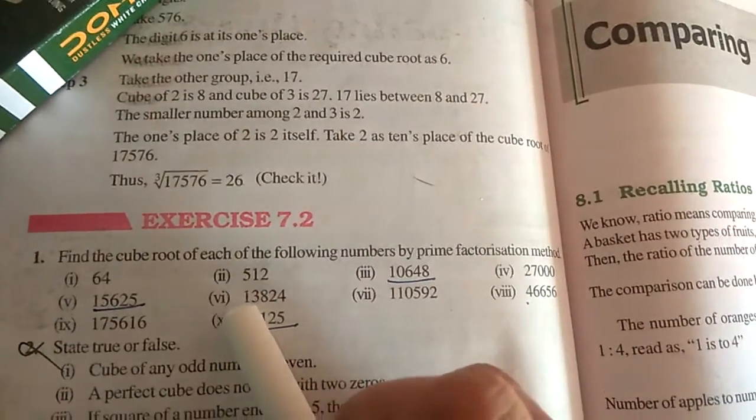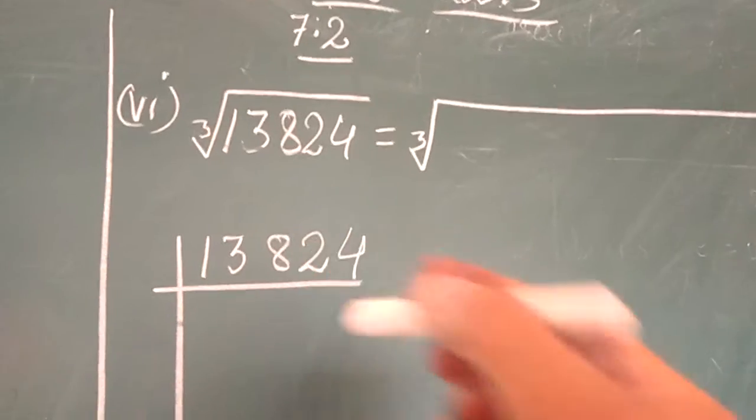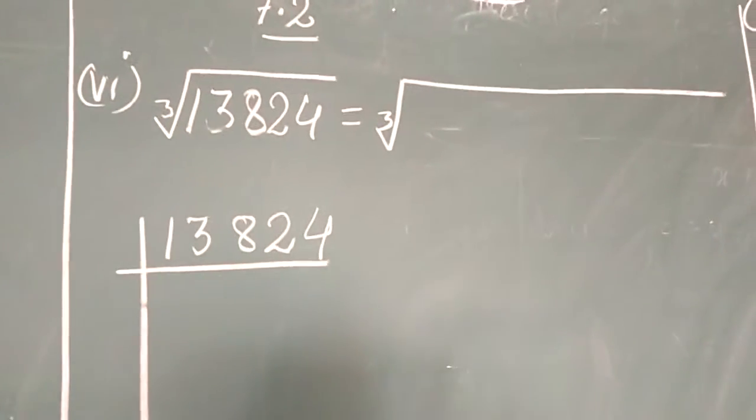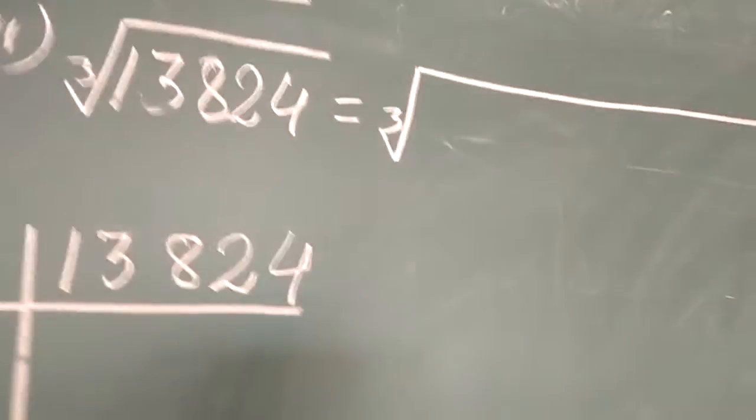Okay, let's do the sixth part. So here the number given to us is 13,824. So let us do the prime factorization of this number.